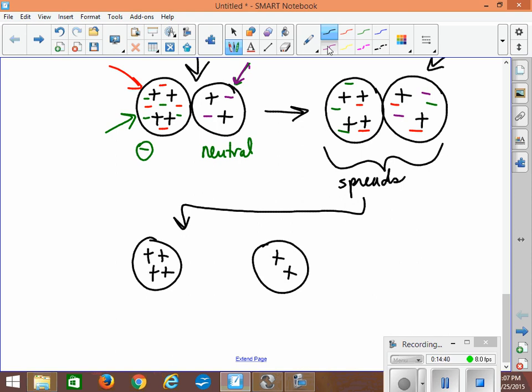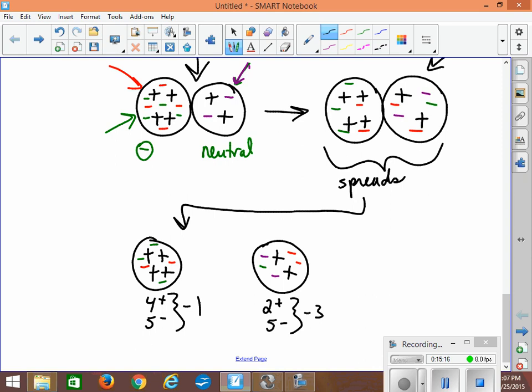So now you have this guy with 2 purples, and he has 2 little red ones. This guy has 2 little red ones. And there's 3 little green ones over here, and there's only 1 little green one there. Count them up. 2 pluses, 5 minuses. A charge of -3. And what's this guy got? 4 pluses and 1, 2, 3, 4, 5 minuses. A charge of -1.